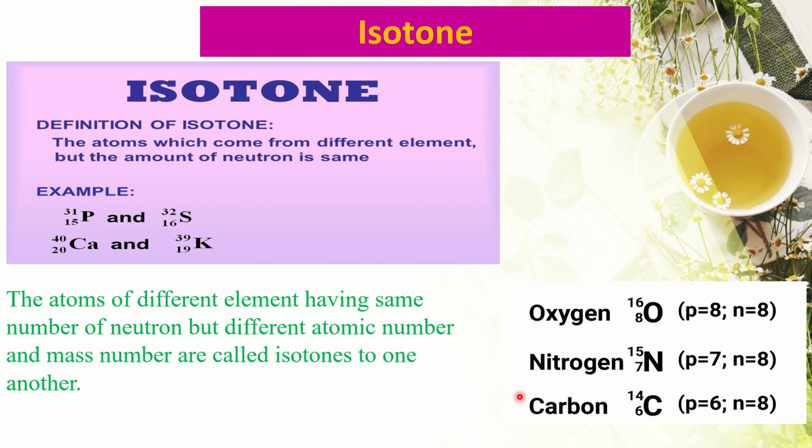another. So dear students, you will remember: for isotope, the atomic number is the same but the mass number is different. For isobar, the mass number is the same but the atomic number is different. And for isotone, the atomic number and mass number both are different but the neutron number is the same.